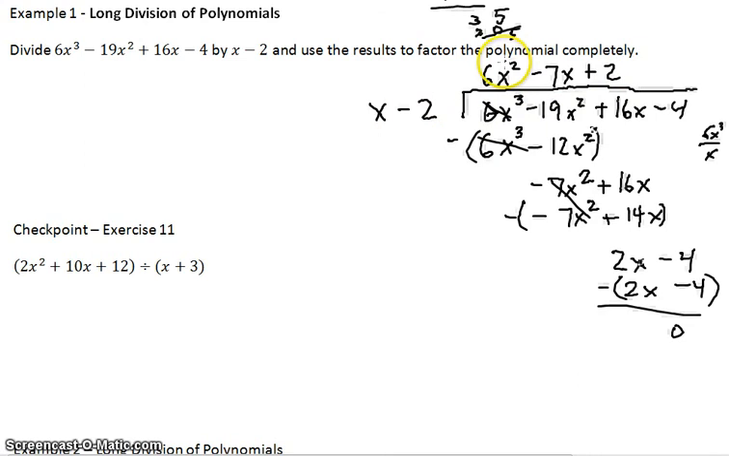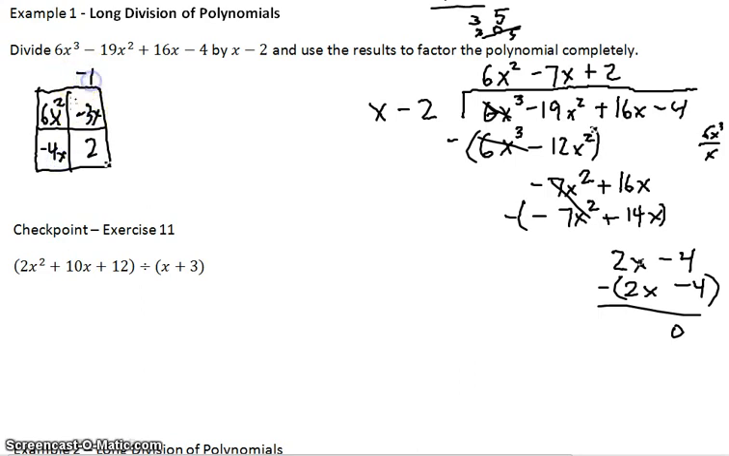this. Now it says use your results to factor the polynomial completely. When you divide something, and I'm going to talk about this a little bit more, I'm going to check to see if this expression is factorable. So I'm going to put 6x squared there. I'm looking for numbers that multiply to 12 and add to negative 7. That's a negative 4 and a negative 3.